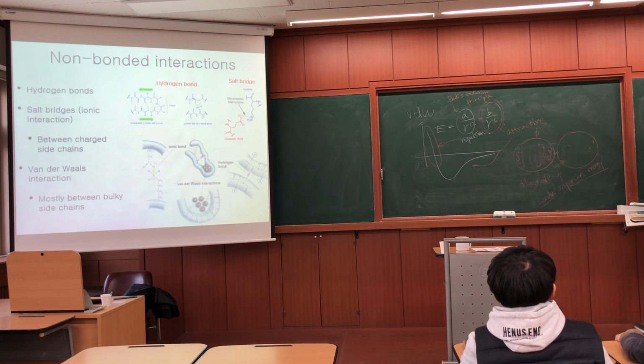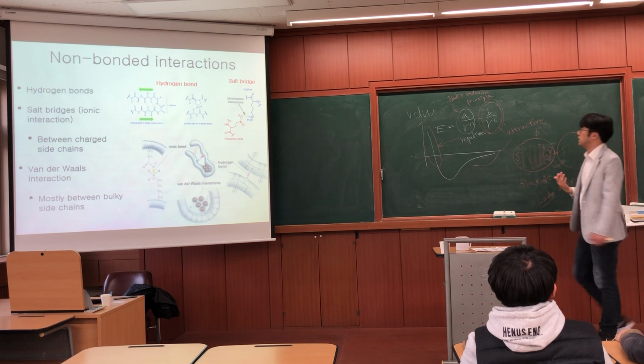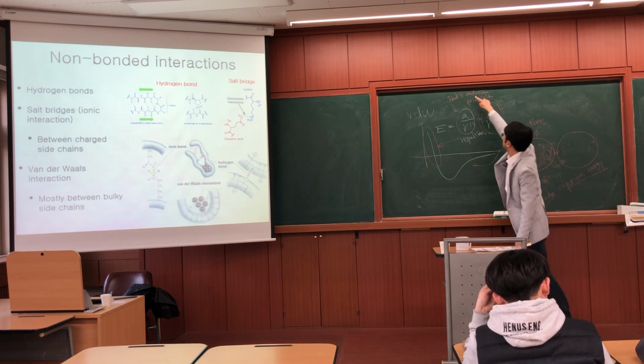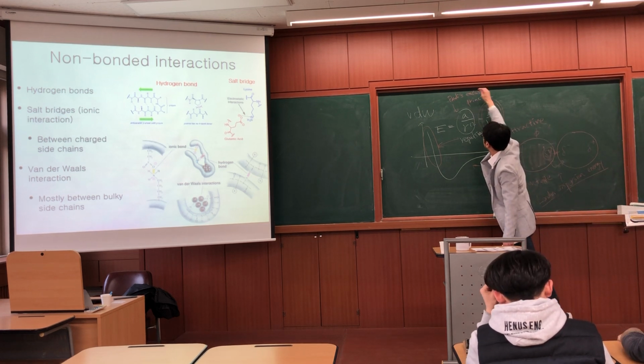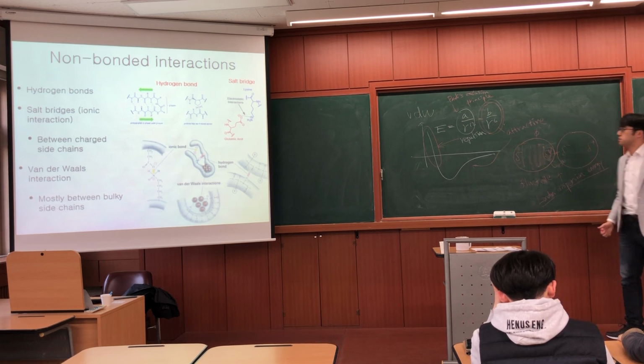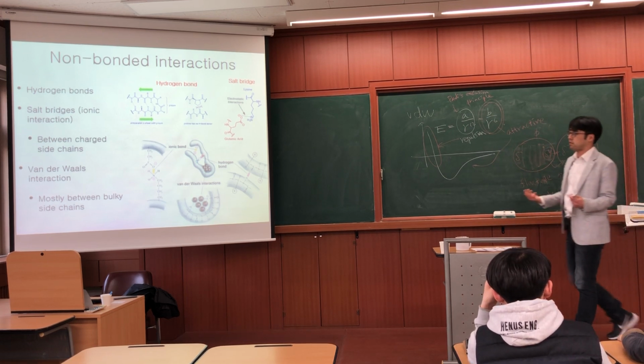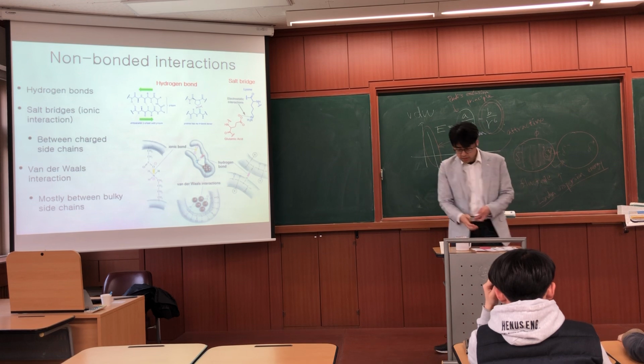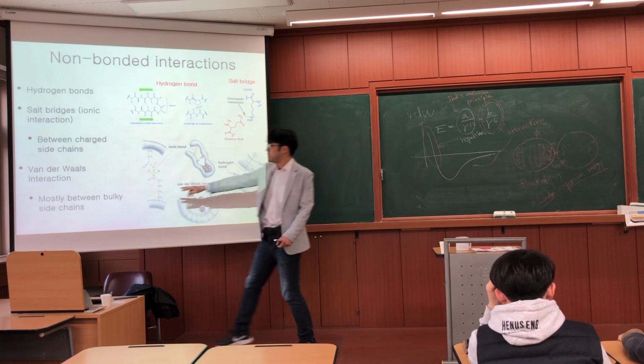Most of you have already learned in physical chemistry class, right? So exclusion is the Pauli principle. That is the van der Waals interaction, and here it is mostly between bulky side chains.